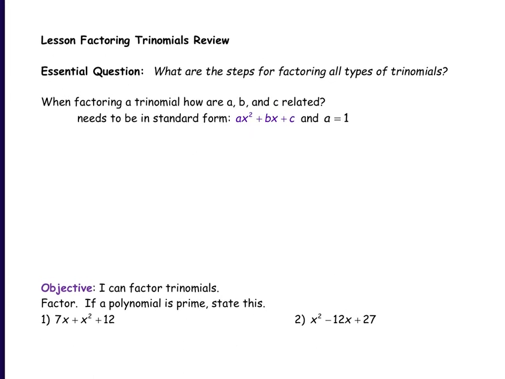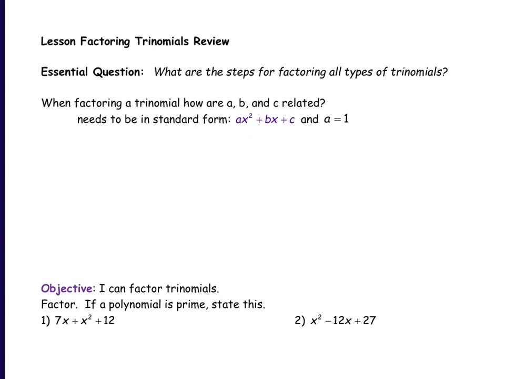So here we go. When factoring a trinomial, how are A, B, and C related? The first thing we need to know is that it has to be in standard form, which says ax squared plus bx plus c. So everything needs to be on the same side of the equal sign. I know it says a equals 1, but we are going to talk about when a doesn't equal 1 also. Right now, the easy ones are when a equals 1, but I'm going to give you the graphic organizer, which you've already seen.